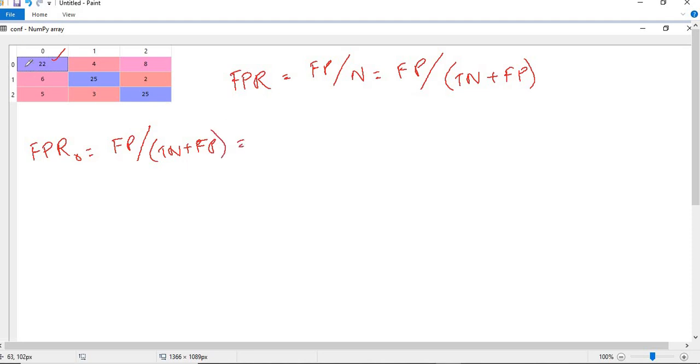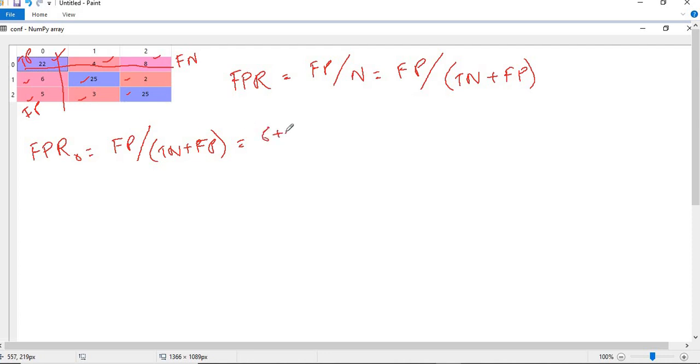Now if I take this class, and draw a horizontal line here and a vertical line here, in this case this is my true positive, this is my true negative, this and this are my false negatives, and this value is my false positive. So if we do this here, how much will the false positive be?